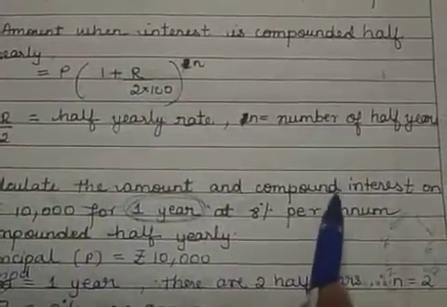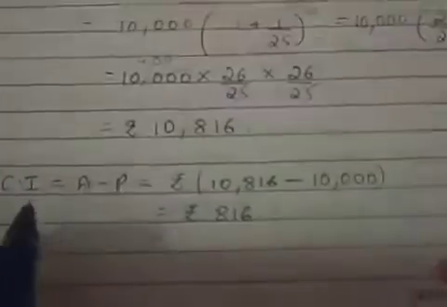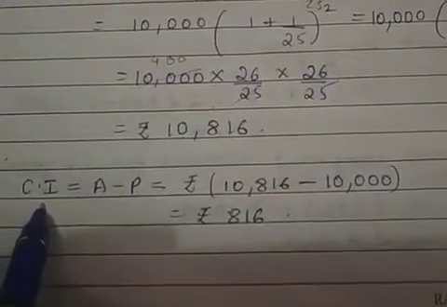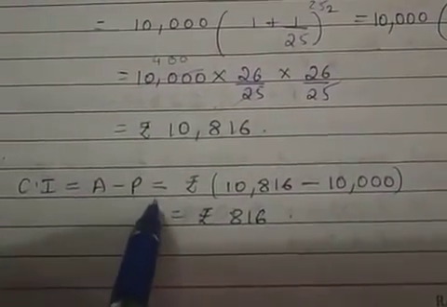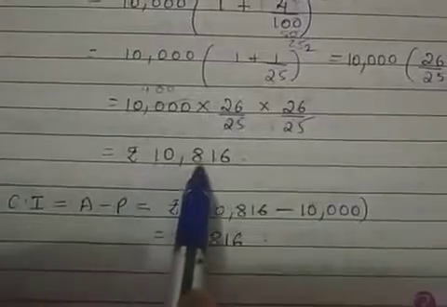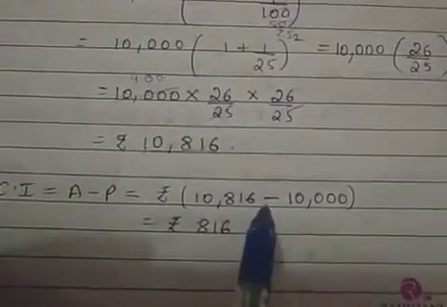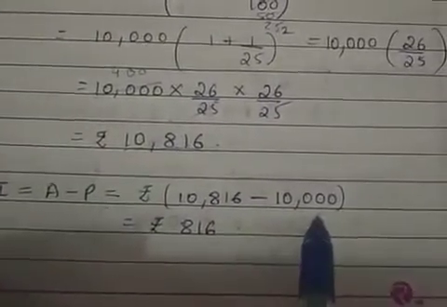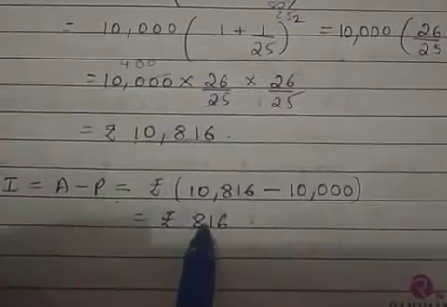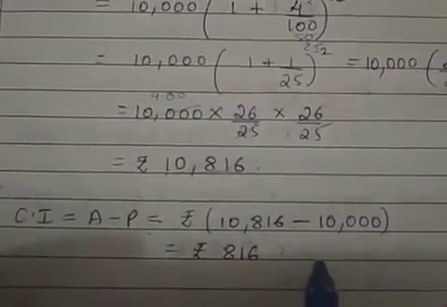Now you have found the amount. You are also asked to find the compound interest. So if you want to find the compound interest, it is amount minus principal. So what is the amount here? 10,816 minus the principal, which is 10,000. So you get 816 as your compound interest.